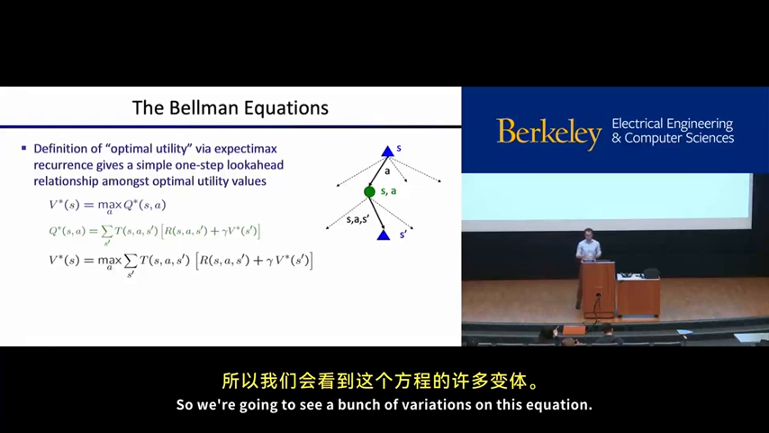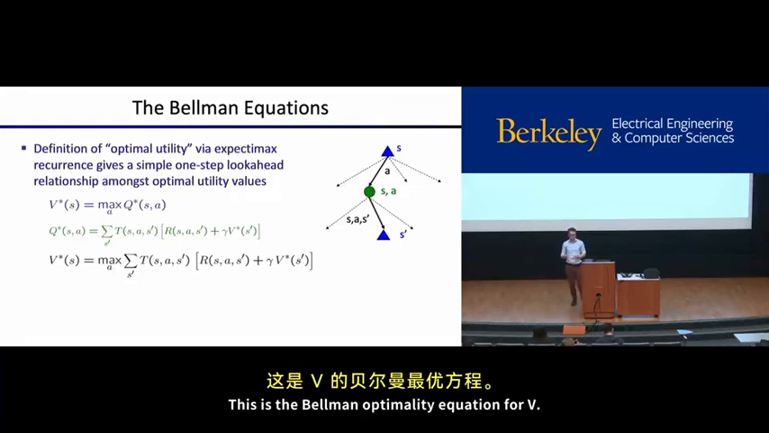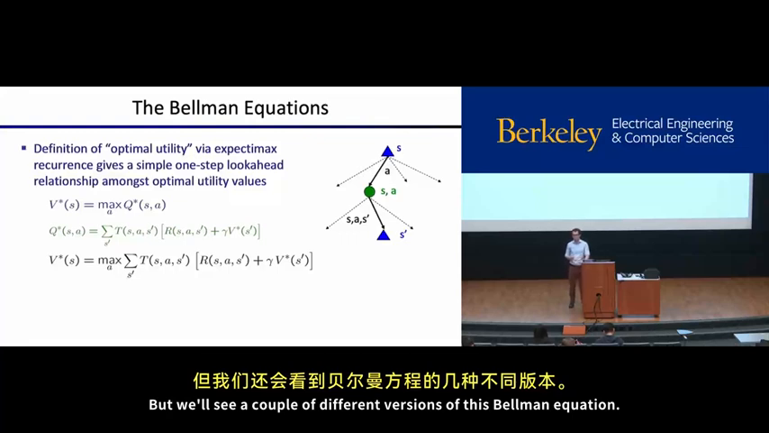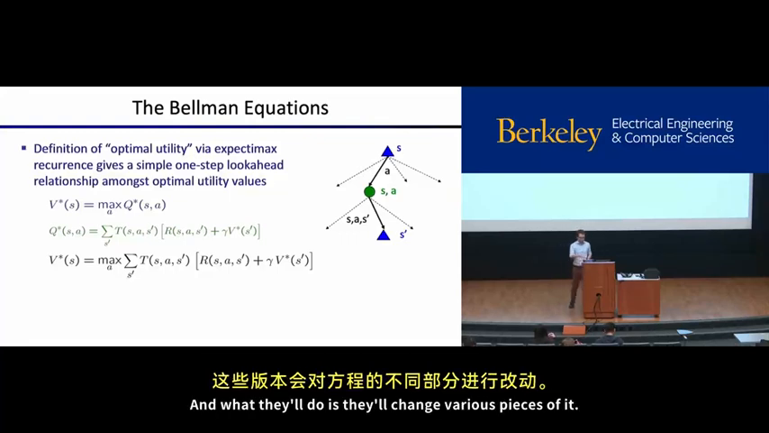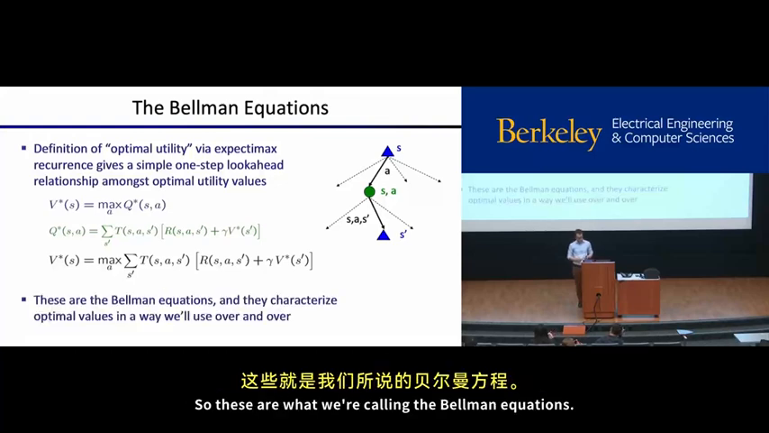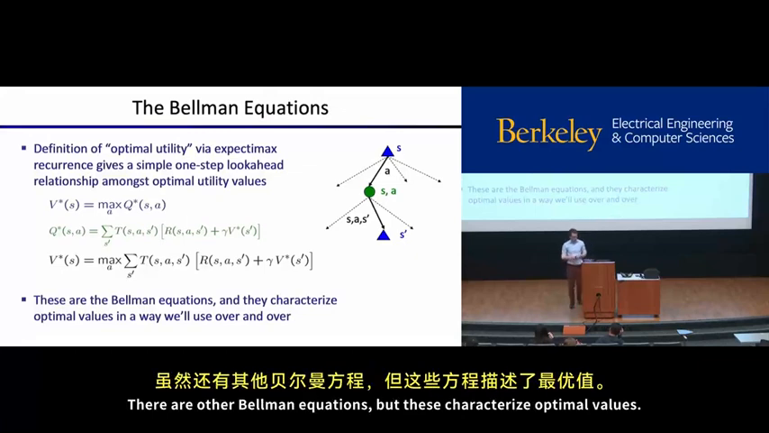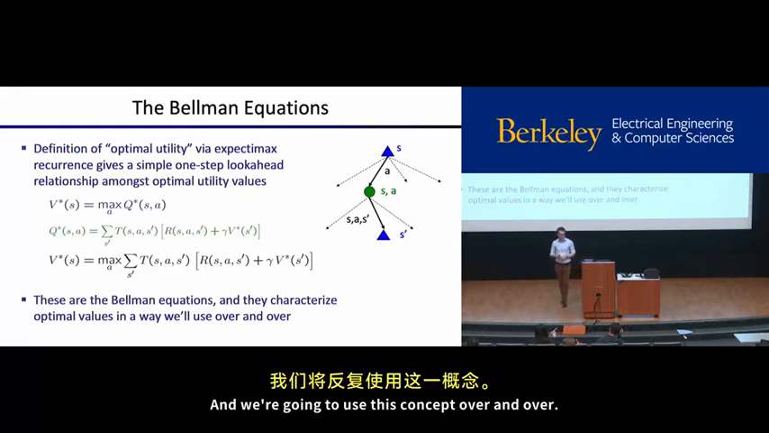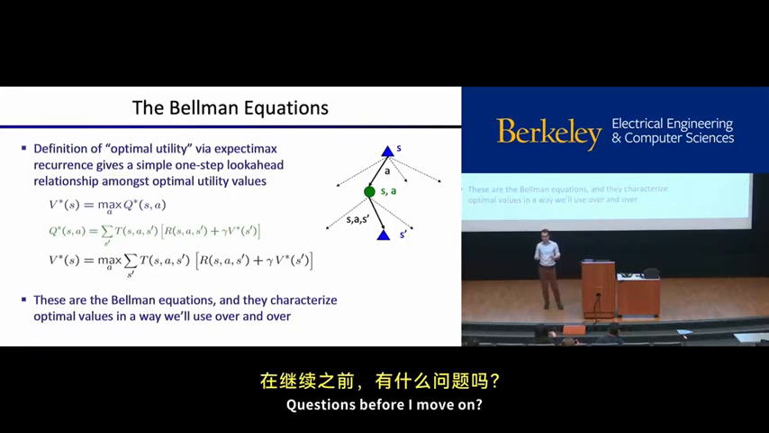Okay? So we're going to see a bunch of variations on this equation. This is the Bellman optimality equation for V, but we'll see a couple of different versions of this Bellman equation. And what they'll do is they'll change various pieces of it. Okay, so these are what we're calling the Bellman equations. There are other Bellman equations, but these characterize optimal values, and we're going to use this concept over and over. Okay, questions before I move on?